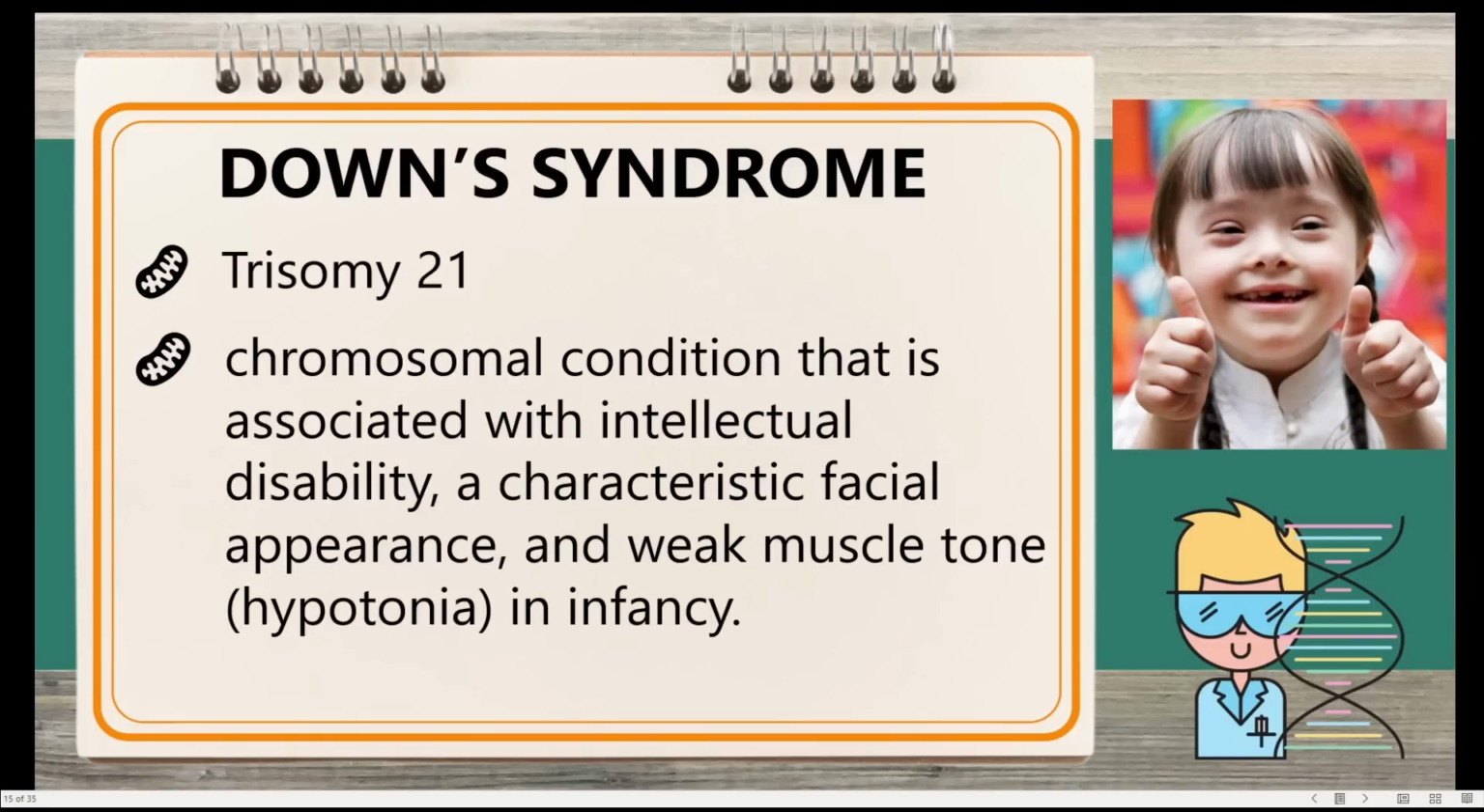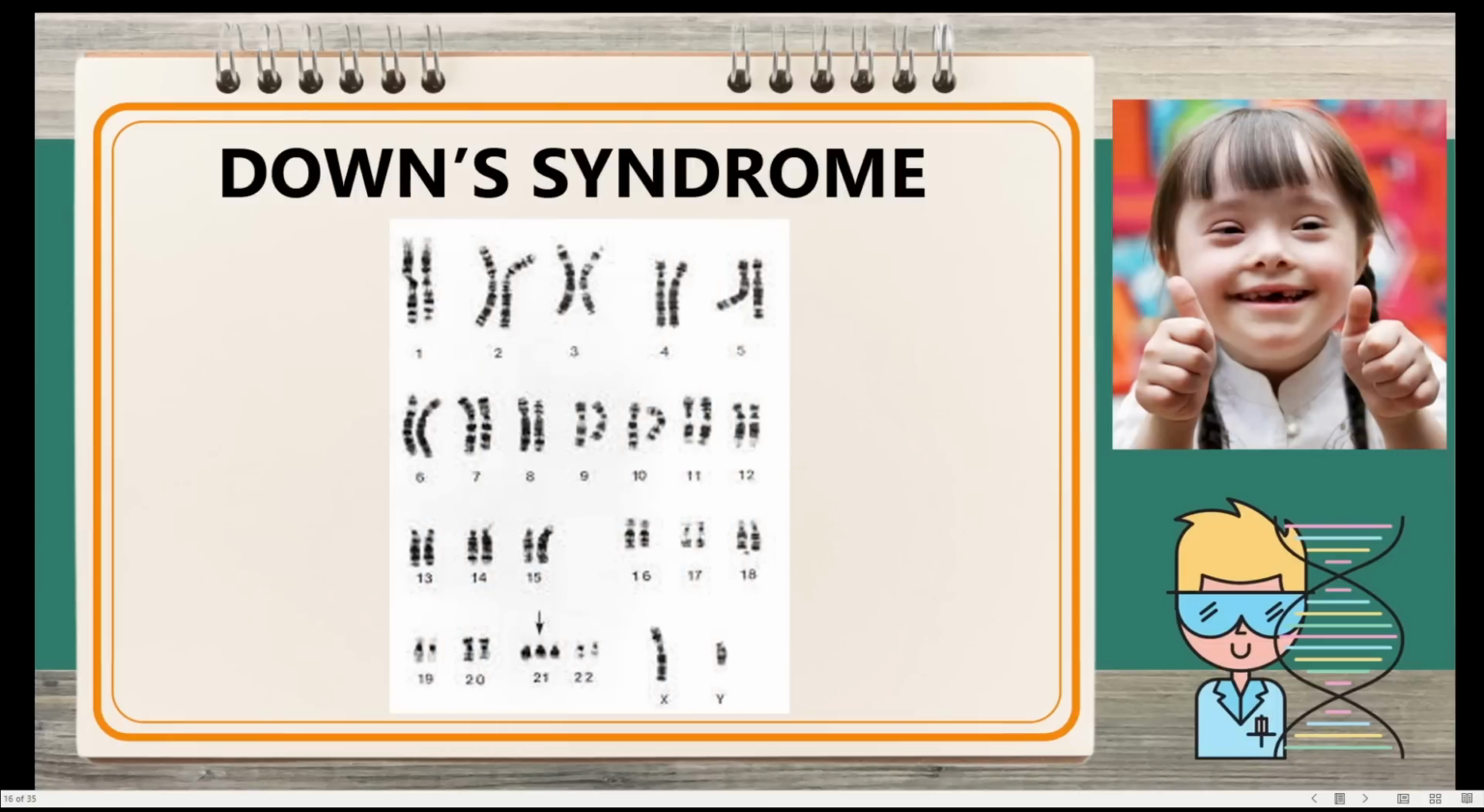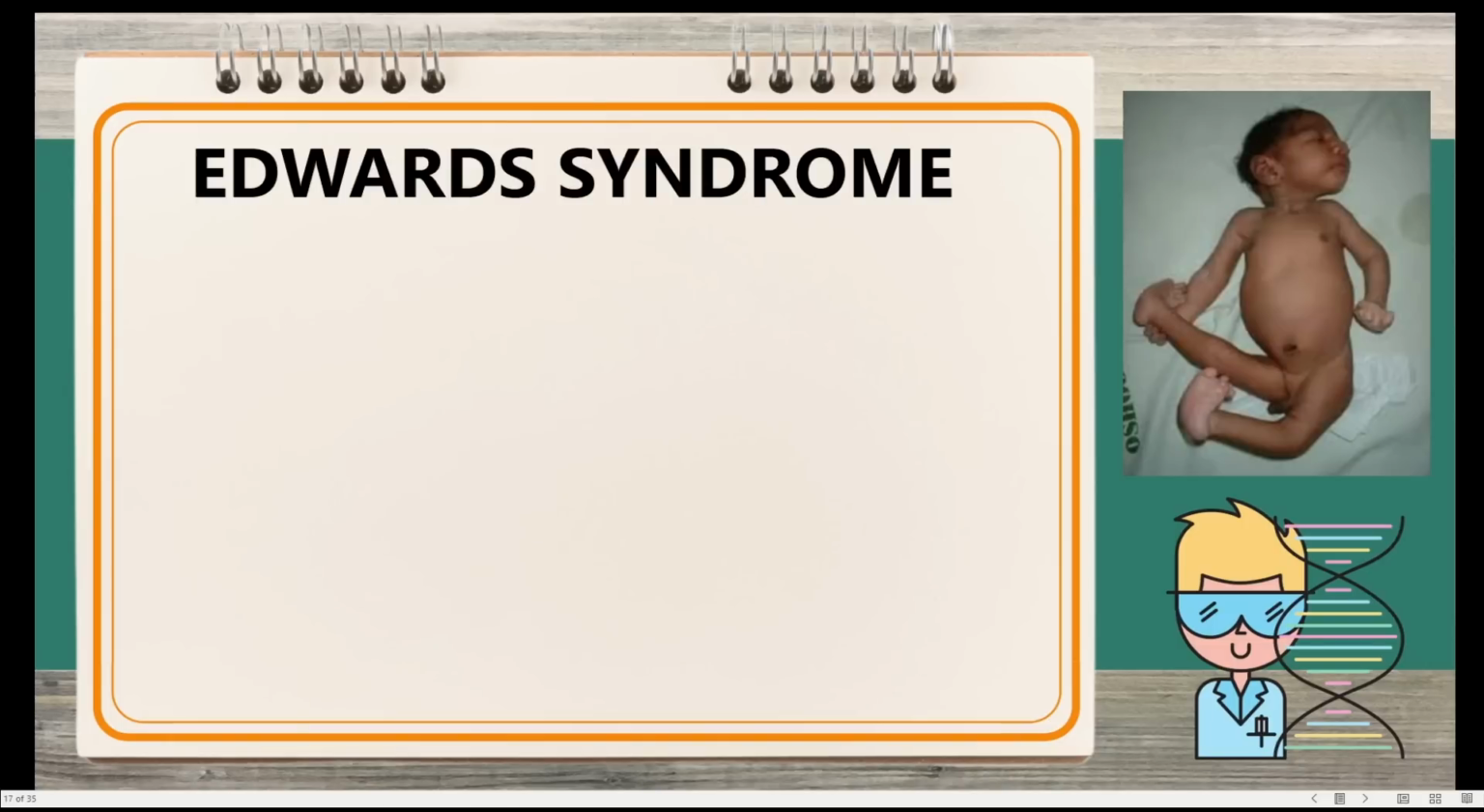Ano bang itsura ng karyotype ng may Down syndrome? Ganito siya. Trisomy 21 siya, so 3 yung chromosome number 21 niya. Next, genetic disorder, we have Edwards syndrome. If Down syndrome is trisomy 21, Edwards syndrome is trisomy 18.